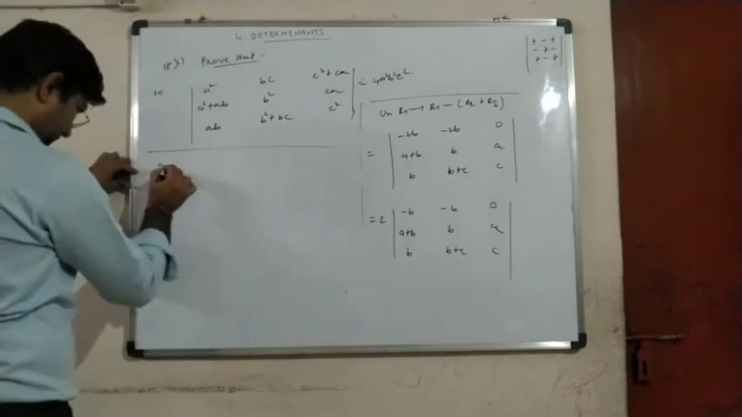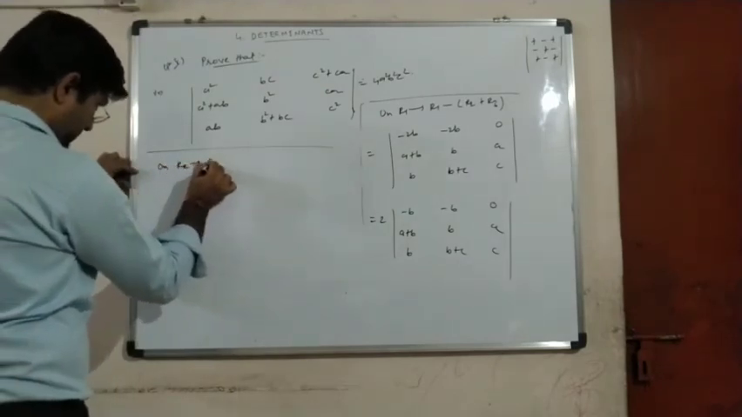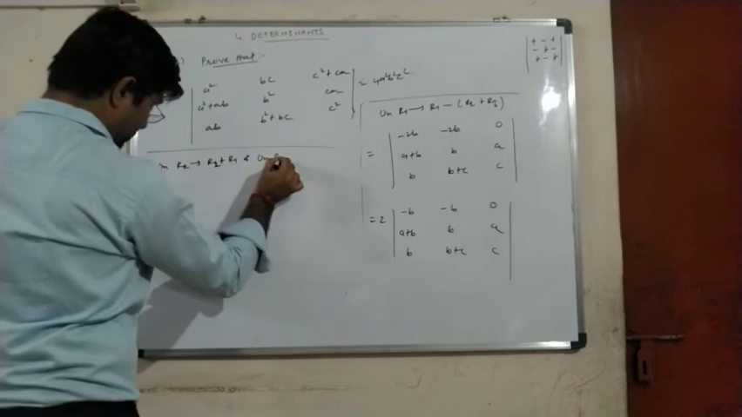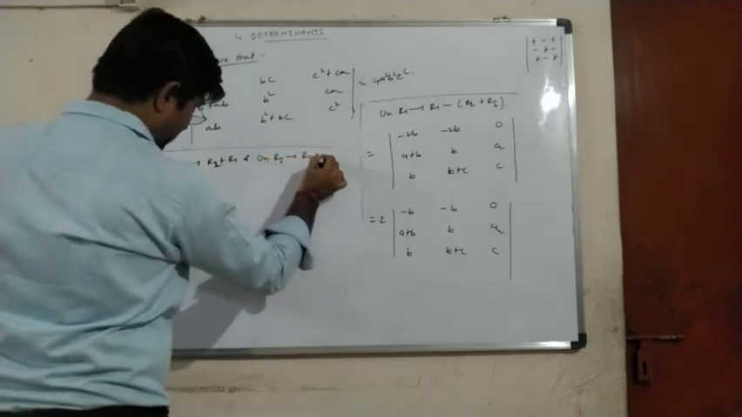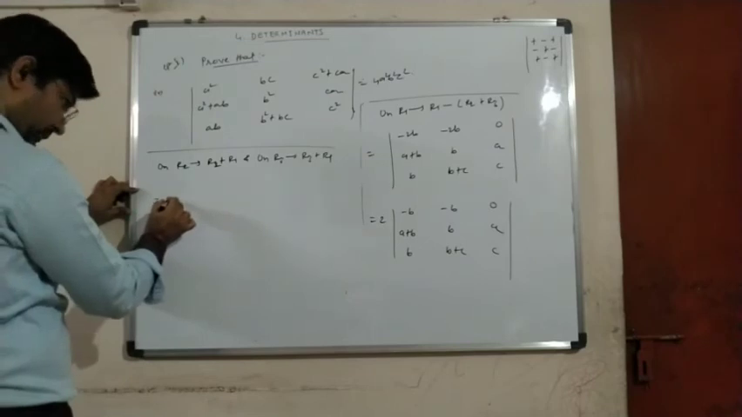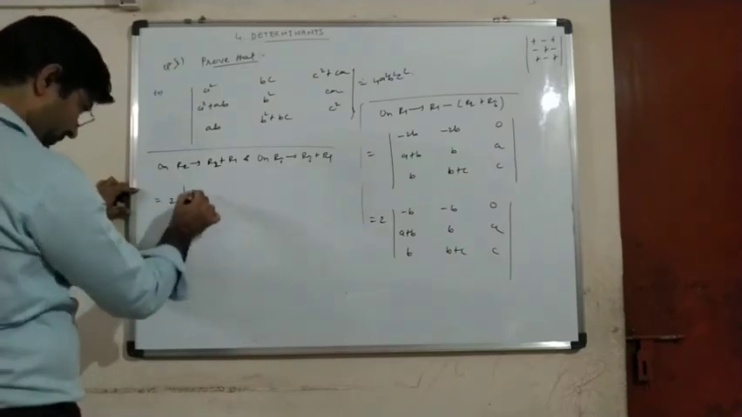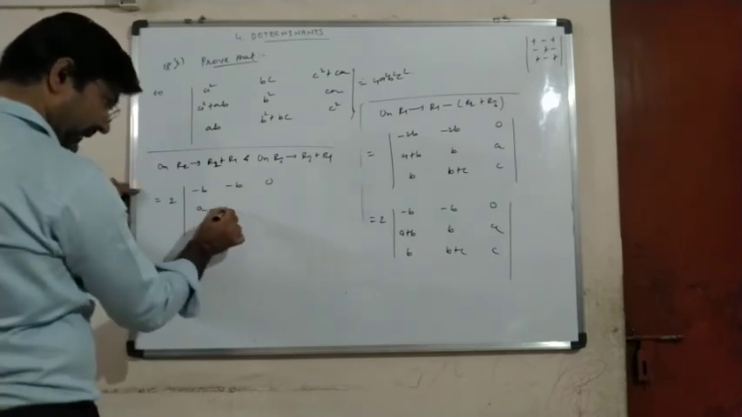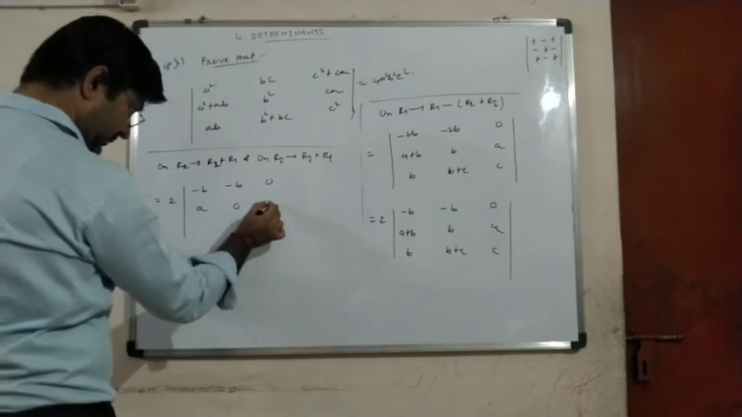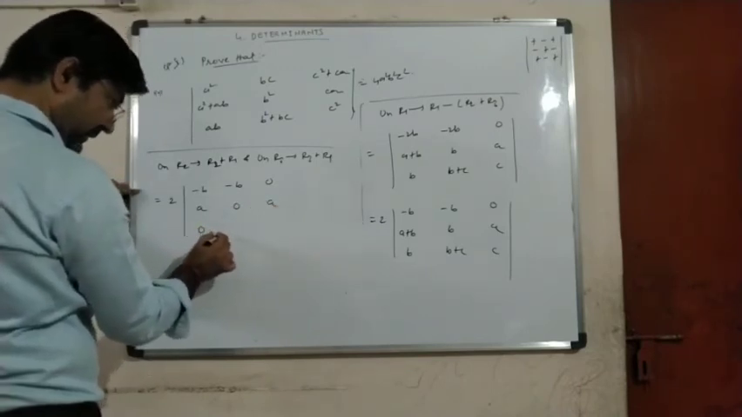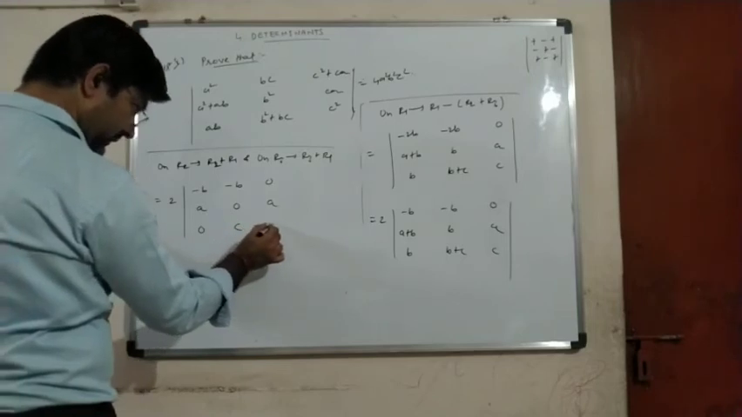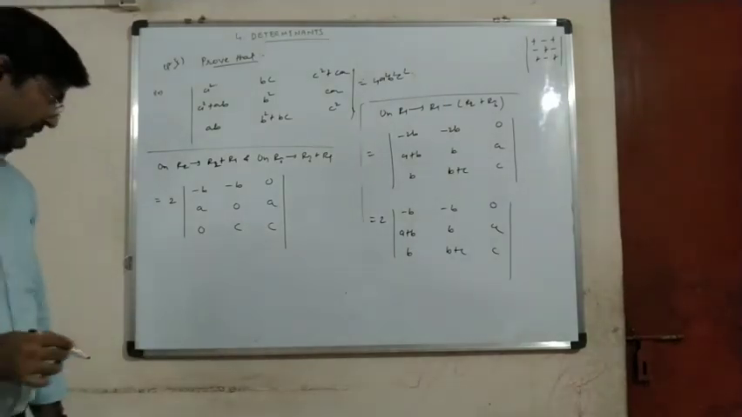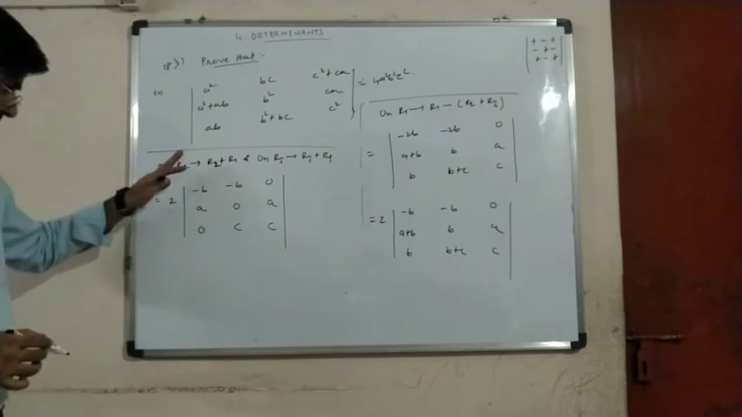Okay, now on R2 plus R1 and on R3 also R3 plus R1 we will do. Okay, so 2 minus B 0. Okay, A 0 A and 0 C C. Clear? So now we have 3 zeros. Now we can expand. Yes or no? So let us expand along, say, first row.